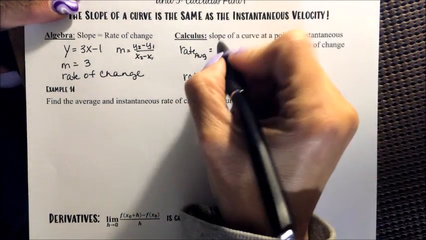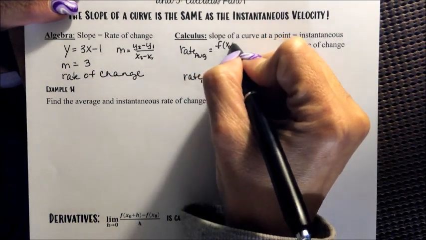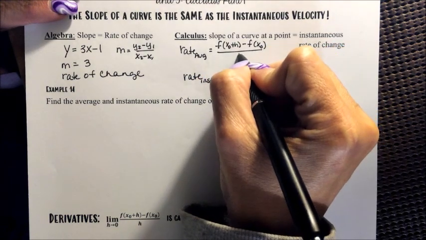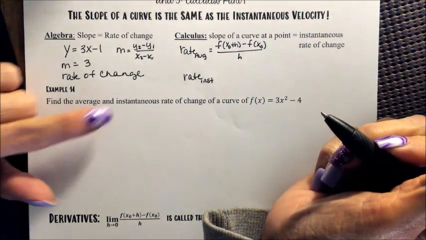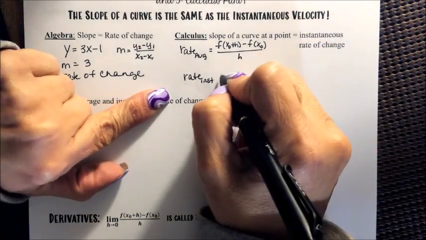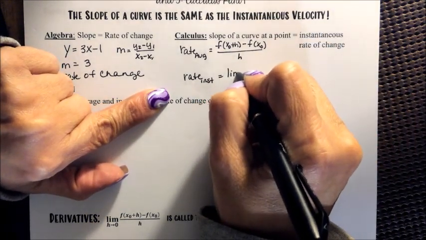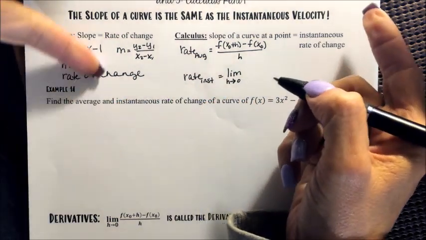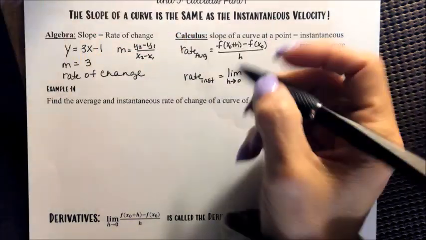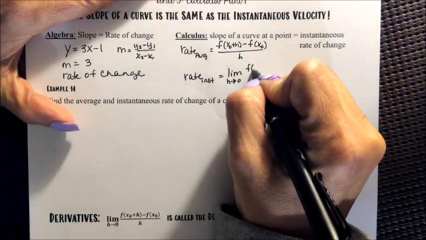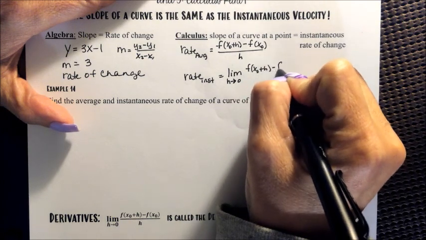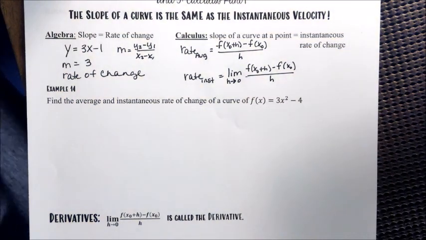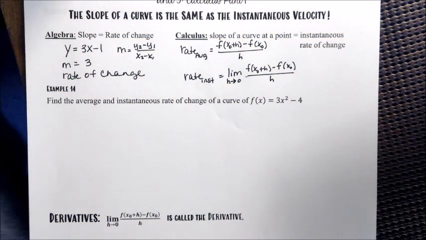Well, the average rate we found was f of x naught plus h minus f of x naught, all divided by h. And what we found with the instantaneous rate, that was where we said, okay, that's a limit. That's as h approaches 0. In other words, you're getting that distance closer and closest to that exact point. We did the same thing: f of x naught plus h minus f of x naught all over h. And I think I actually used t in there when I was doing that too.